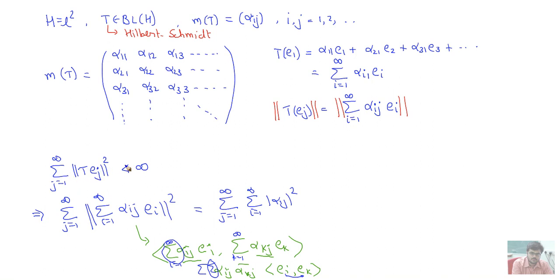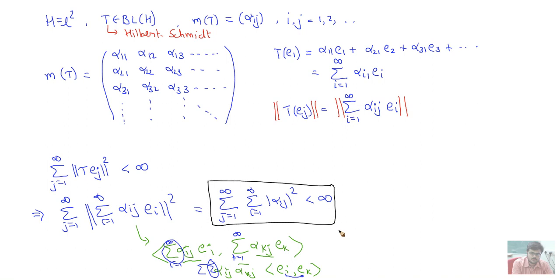So if T is Hilbert-Schmidt, this should be a finite sum. So this is the condition for an operator to be Hilbert-Schmidt. If T is in B(L2) and it's a Hilbert-Schmidt operator with matrix, let us say alpha ij, then what is the condition? The entries alpha ij must satisfy this condition. I hope this is clear. If it is not clear, you can pause or watch again, and if you have any doubt, do let me know.